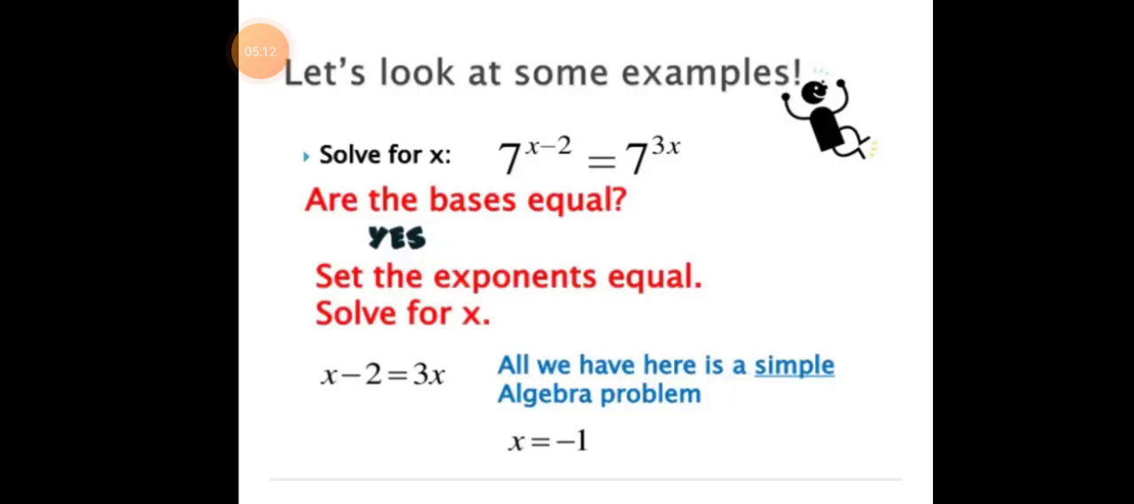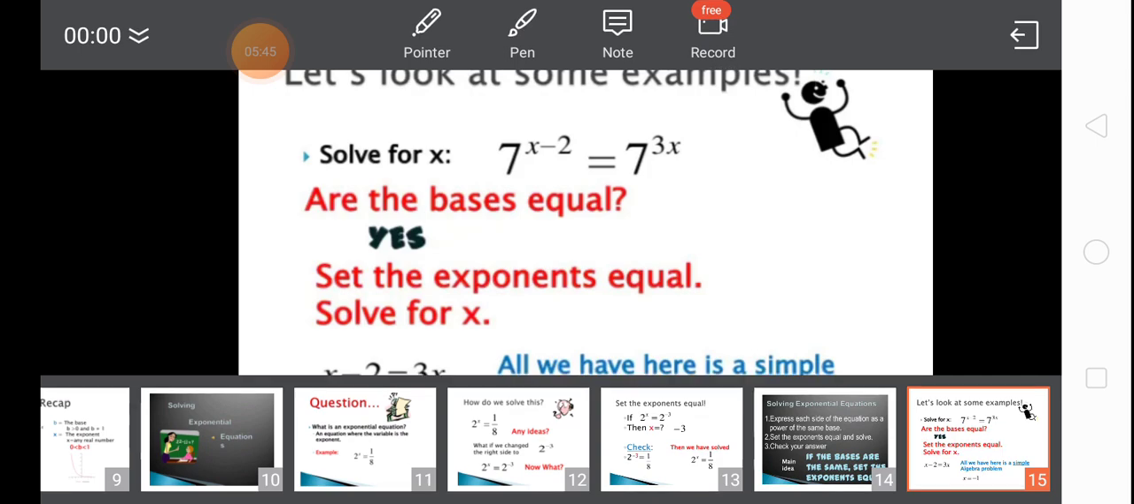Then, let's look at some examples. Solve for x: 7 to the power of x minus 2 equals 7 to the power of 3x. Are the bases equal? Yes, they are equal. So set the exponents equal and solve for x. So x minus 2 equals 3x. All we have here is a simple algebra problem. So x equals negative 1.